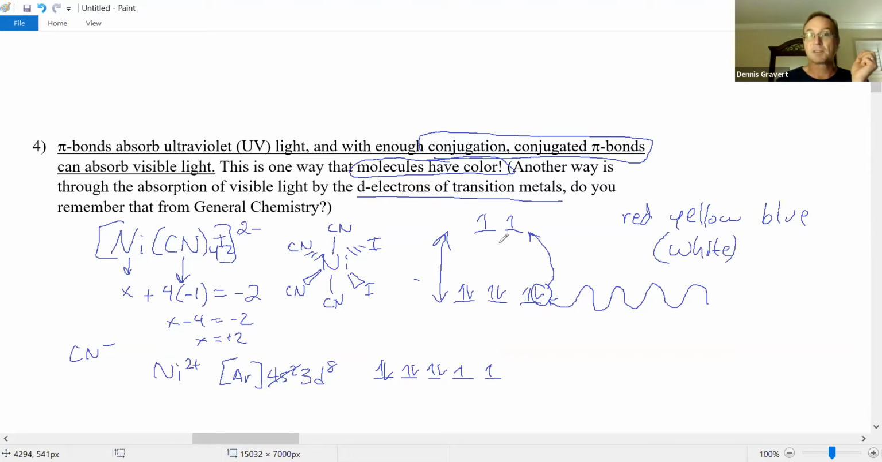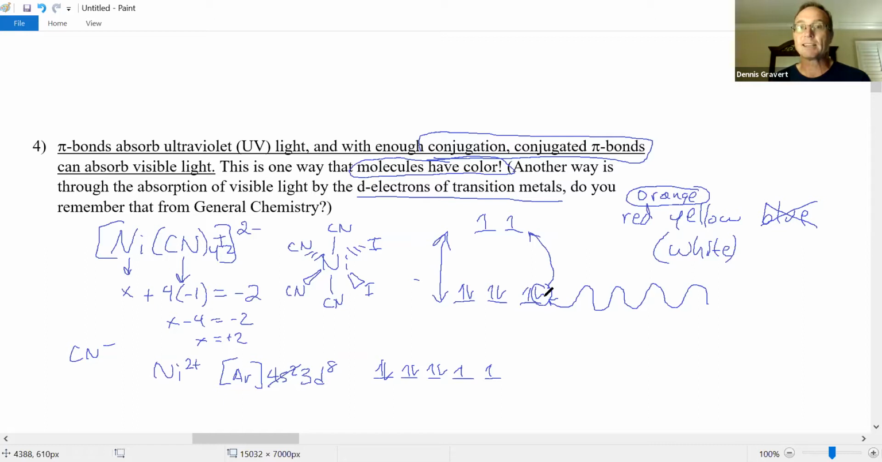But if this energy gap is large, it takes a lot of energy. So which one has the highest energy? Blue wavelength has the most energy among yellow and red. And so that got absorbed. And so what used to be white light now comes out as a blend of red and yellow, which is orange. So this complex, I would predict to be an orange color. Then you have to go in the lab and find out if that's true.